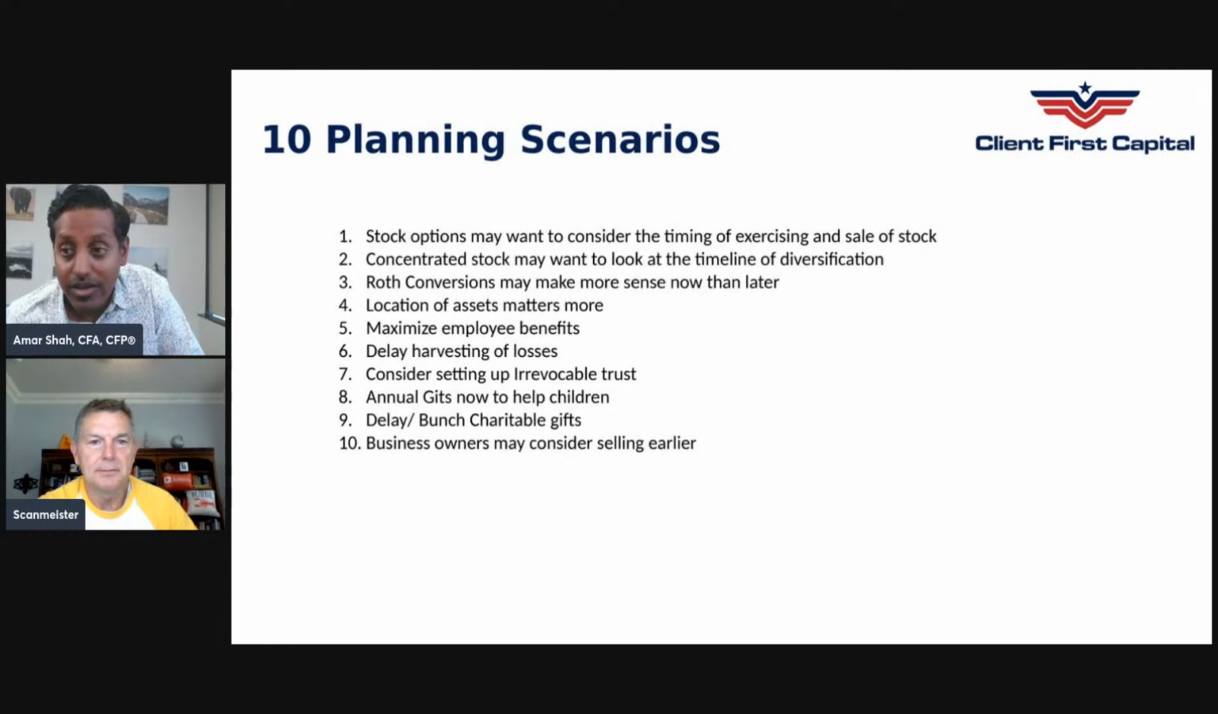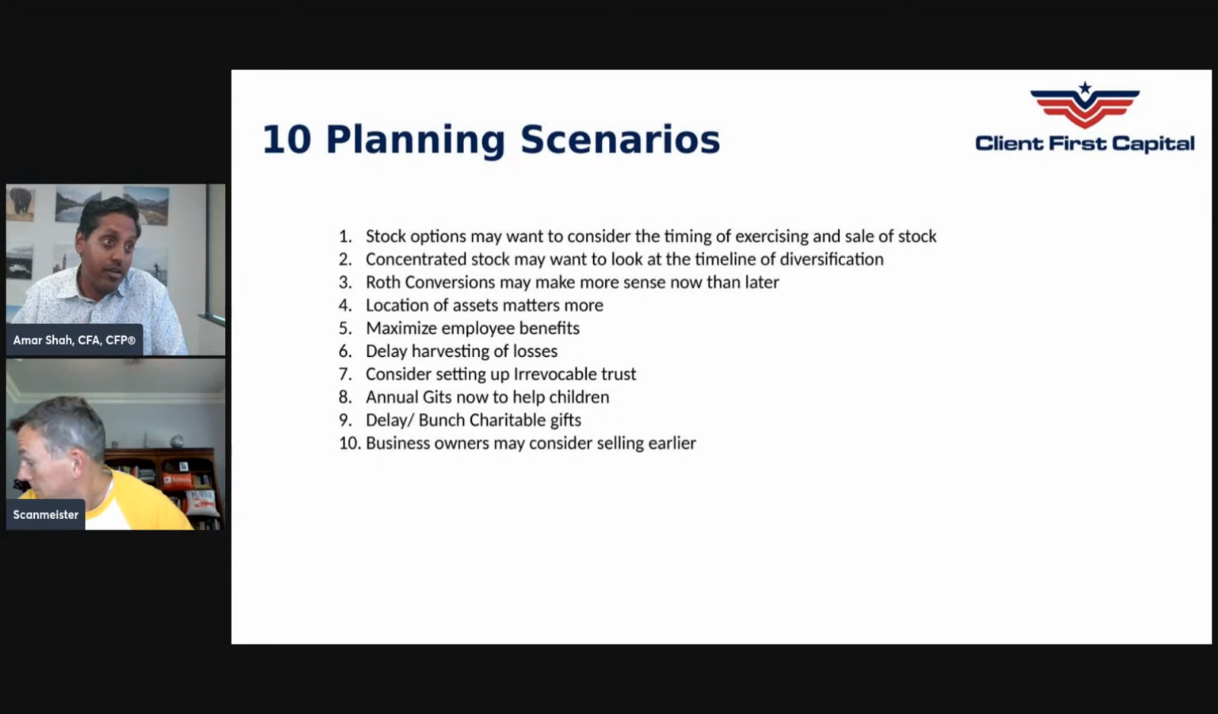Delay harvesting of losses. This is something that we're talking to some people about. I know it's common to say, hey, do it every year, check your tax loss harvesting. You really want to do tax loss harvesting when you have a large capital gain to offset, or when you get the biggest bang for your buck. And potentially delaying it when tax rates are higher, you're going to get more utilization of the same losses, dollar for dollar.